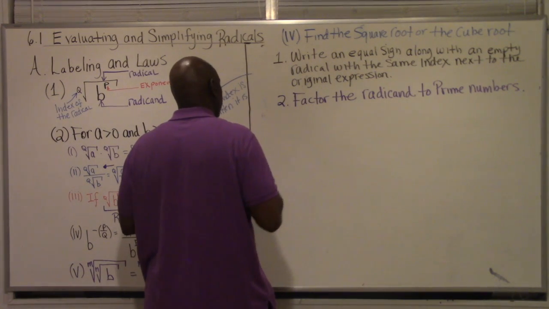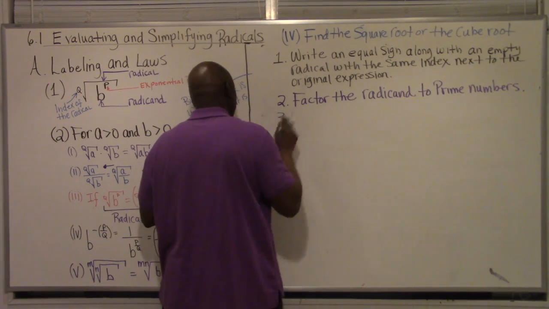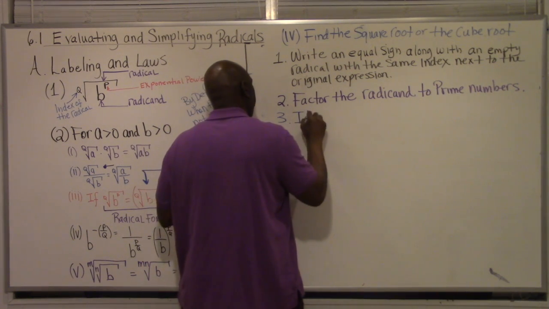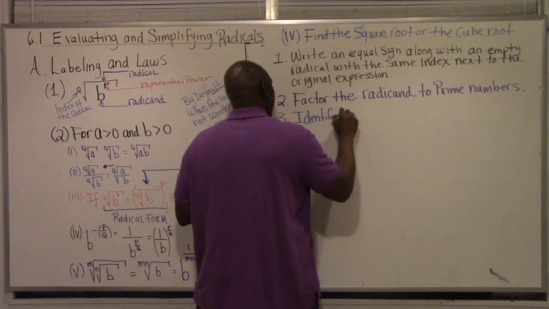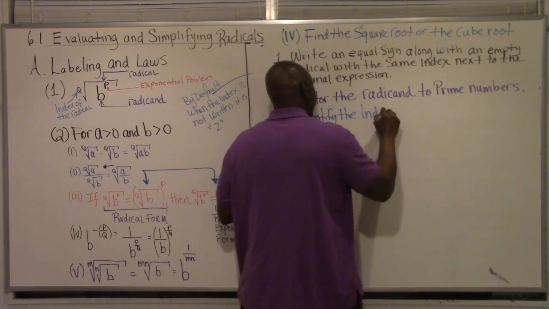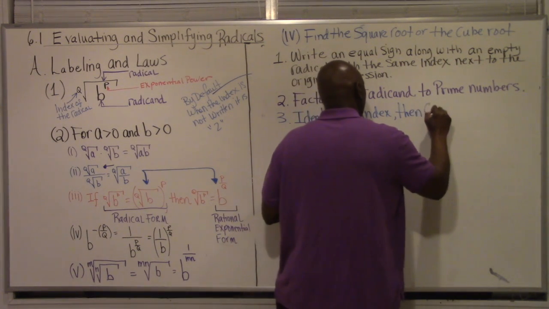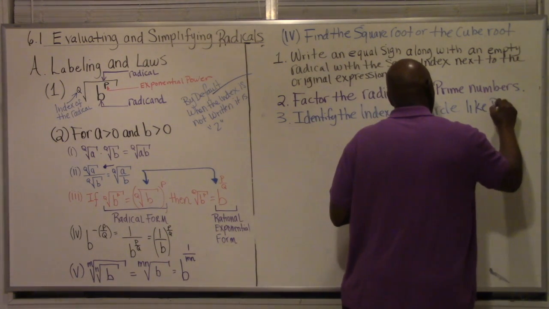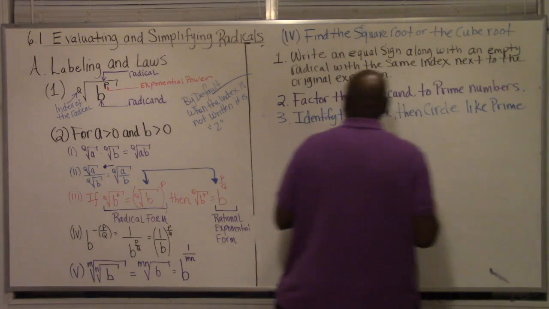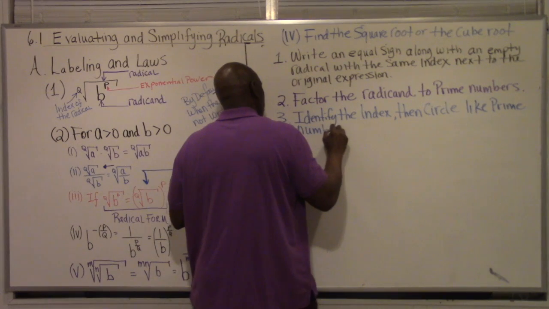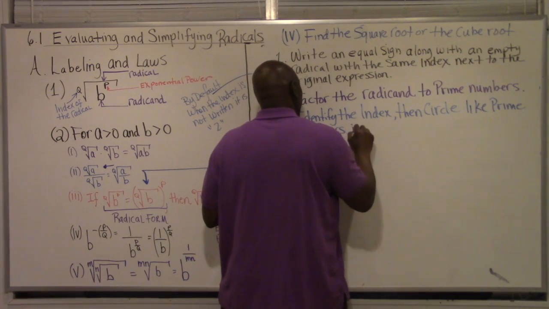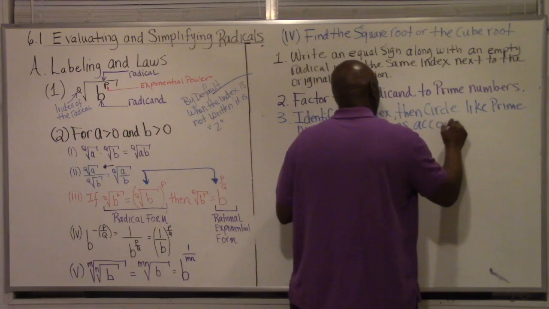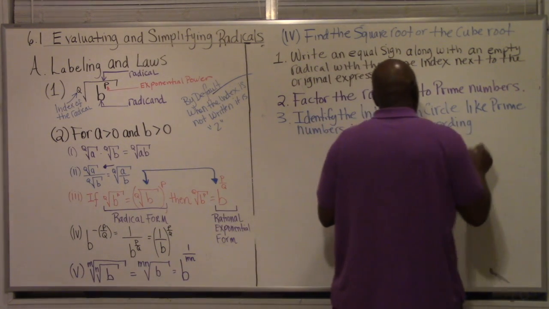Step three. Identify the index. Then circle prime numbers into groups according to the index.